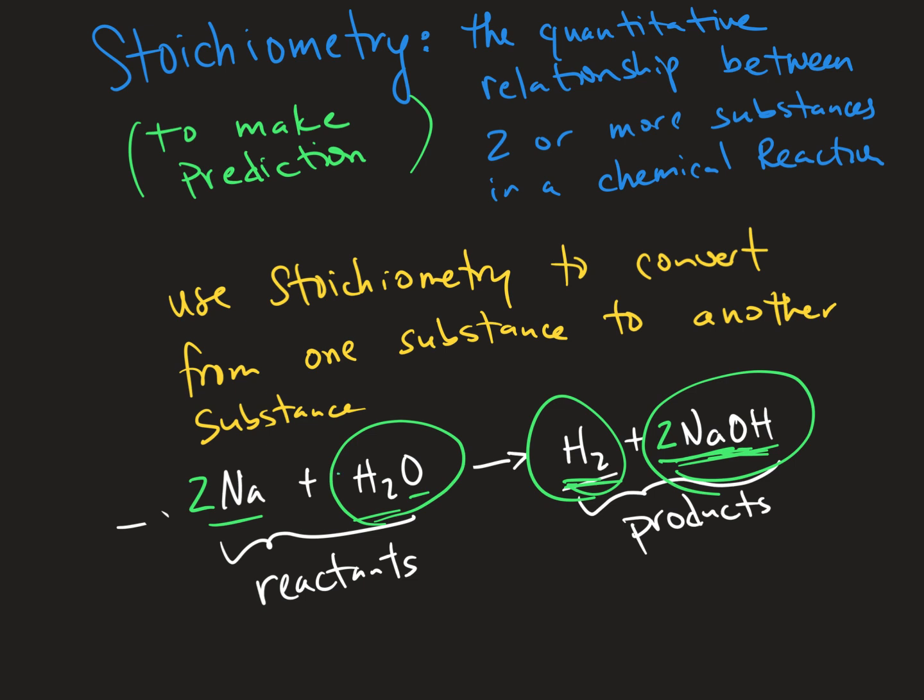2 oxygens, so we have to have 2 over here. And here we have 4 hydrogens on the left. 2 plus 2, that's 4 hydrogens on the right. And now it's balanced.